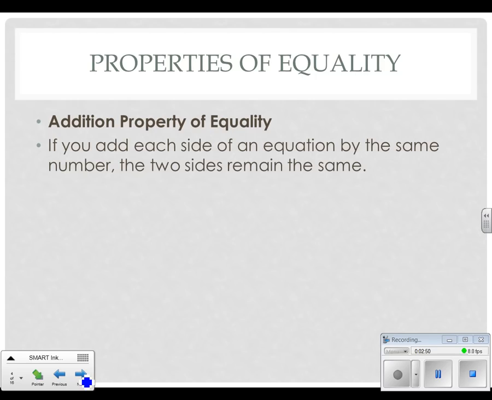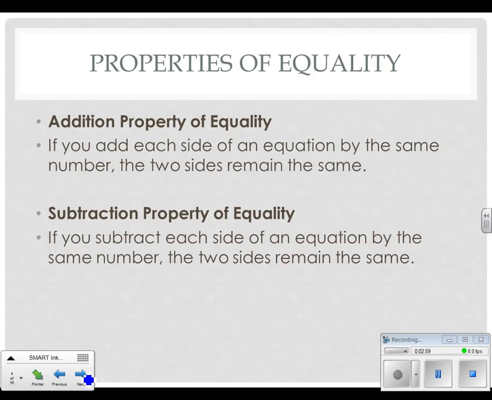If we added a dice to one side, we would have to add another dice on the other side for it to be the same. Same is true with subtraction. If you subtract each side of an equation by the same number, the two sides remain the same.